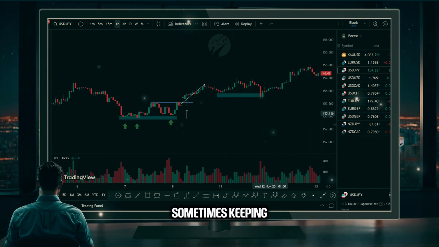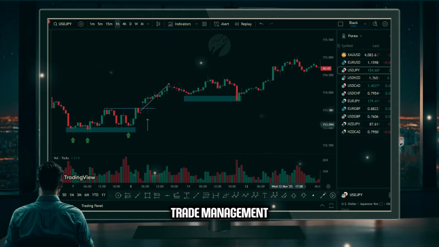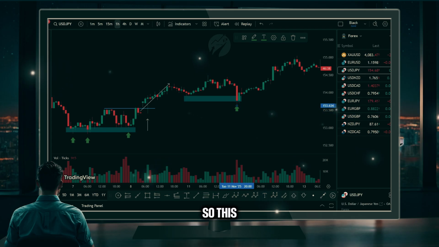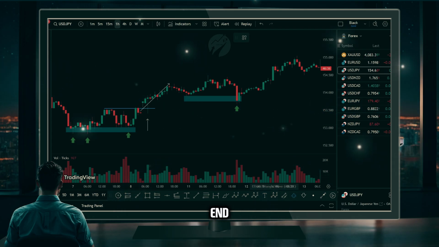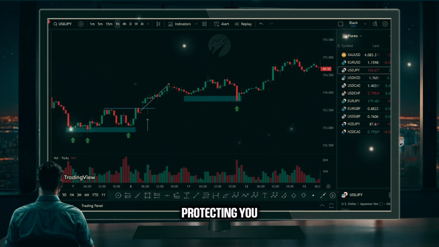In trading, sometimes keeping money is harder than making it. Without proper trade management and psychology, no matter how sharp your trendline methods are, you can still blow your account. So this final section is not just the end, it is the foundation for your survival. Rule 1, stop loss, the boundary protecting you.